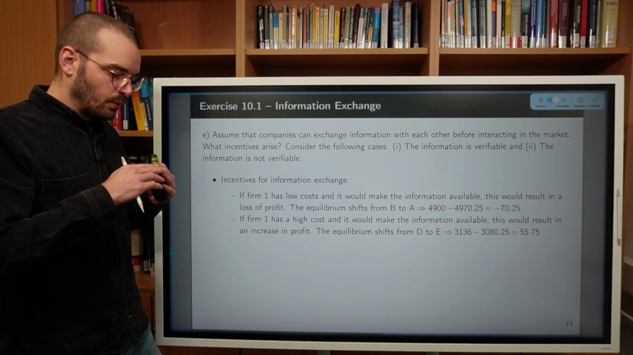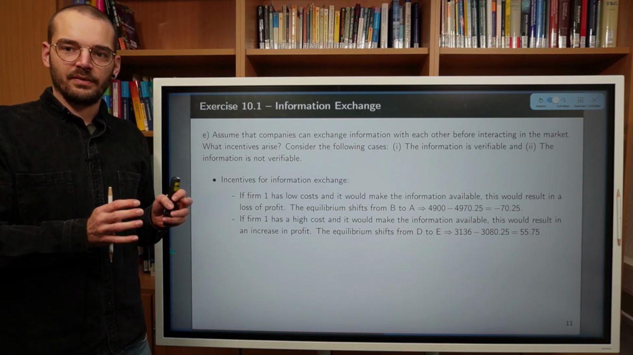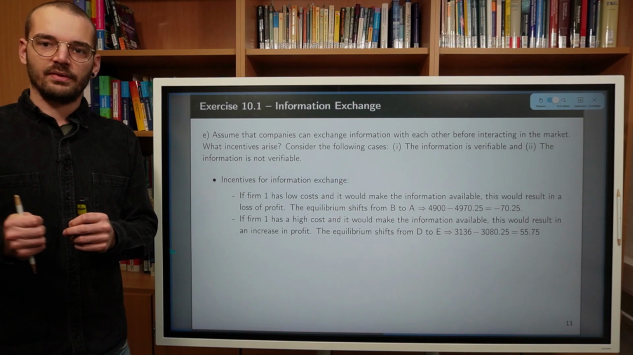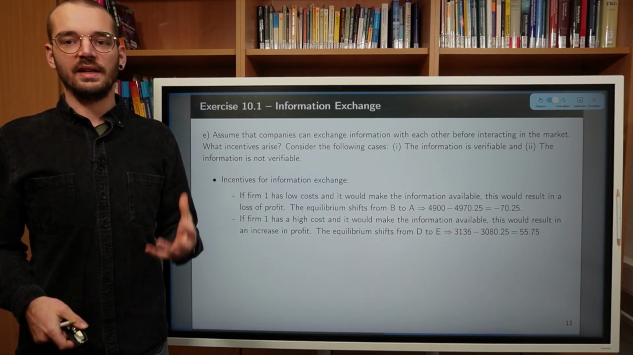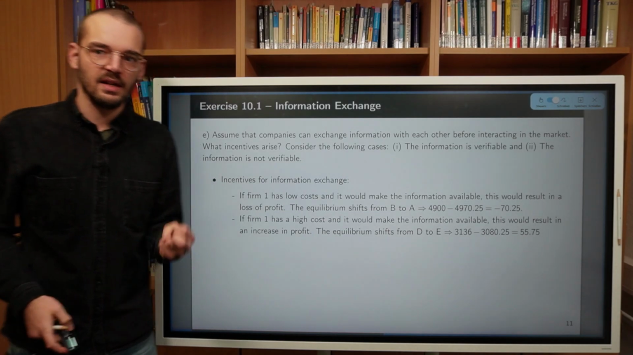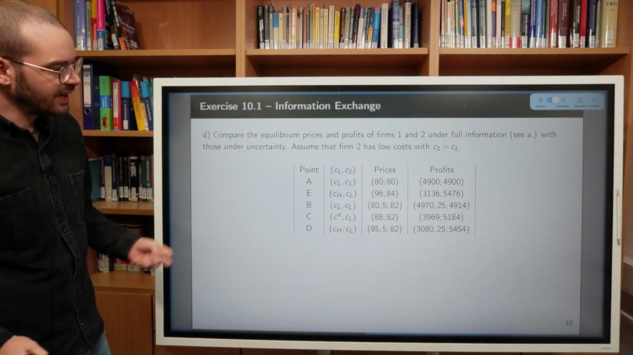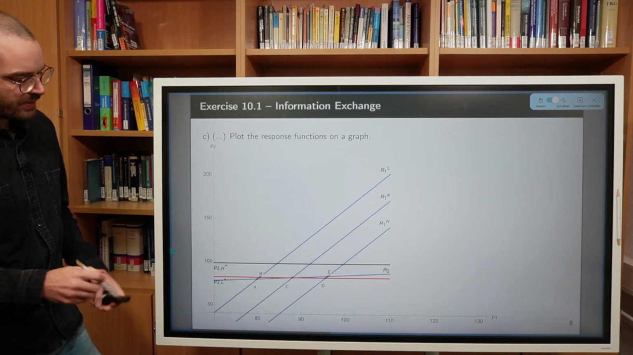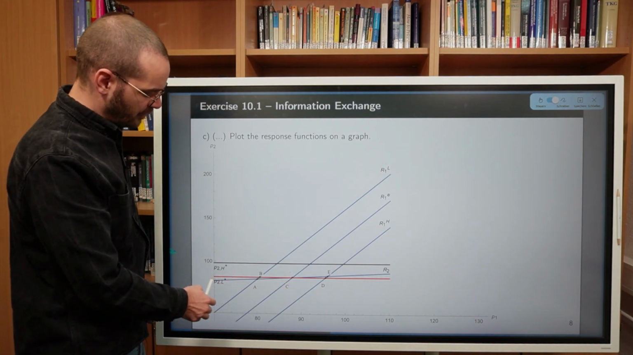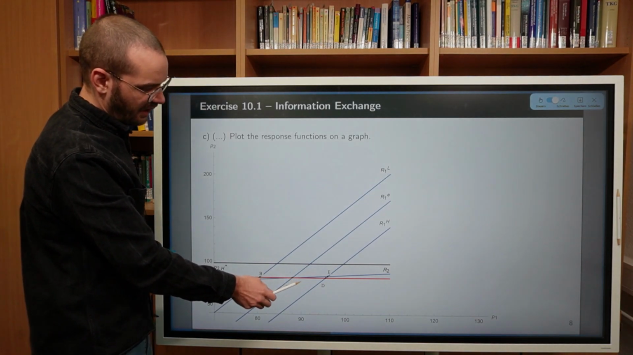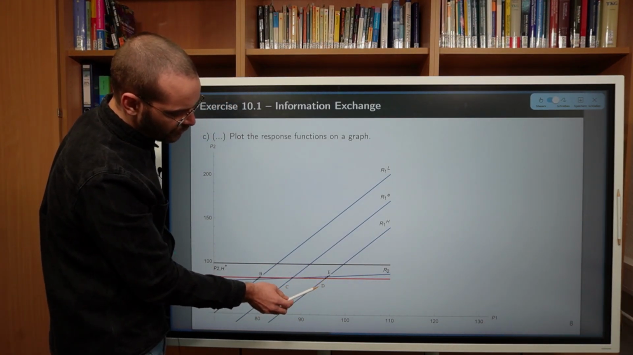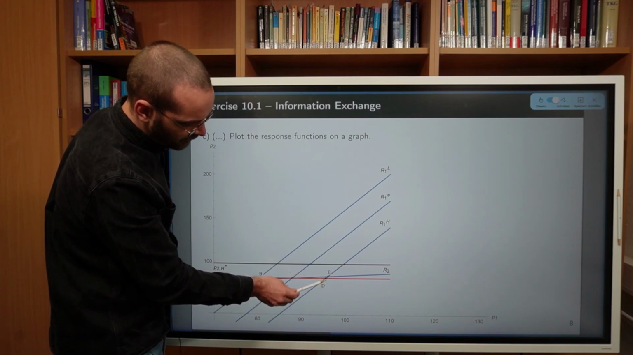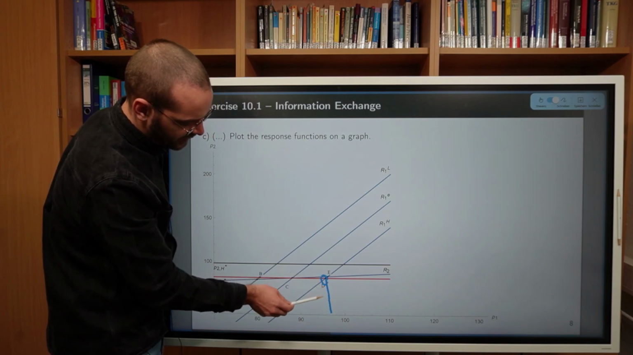That's 50% of the story. Let's consider the other 50% of the story. So what are the incentives if firm 1 actually has high costs? And once again, what we are looking at is the pricing behavior of firm 2 under uncertainty, which is again this red line. Under this red line, the equilibrium will be this combination in point D, right?